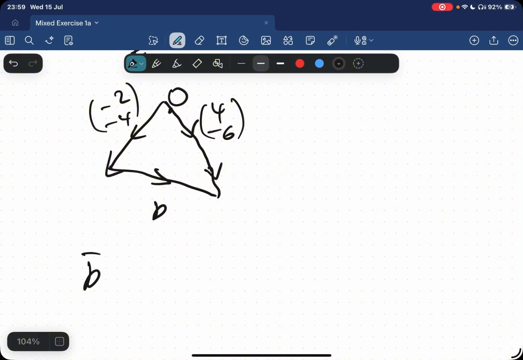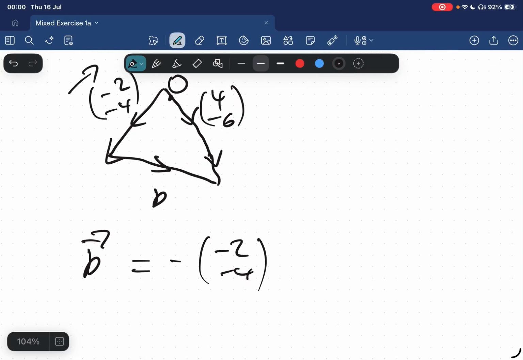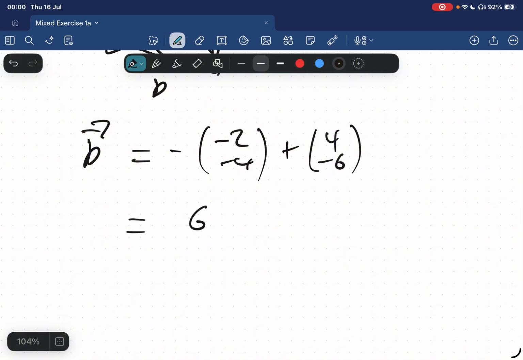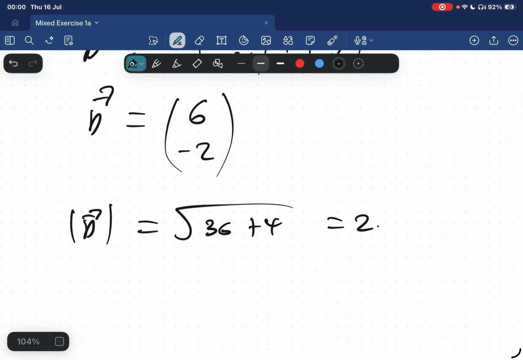So what is D? Well, it's the negative of -2, -4, because we're going against the flow in the opposite direction, and then we're adding 4, -6. So we get 2 plus 4, which is 6, and 4 take away 6. This is our vector for the drift, but we want to find the distance that it drifts. Using Pythagoras' theorem, we get root 40. I skipped a few steps there. Root 40 is root 4 times 10, which is 2 root 10.